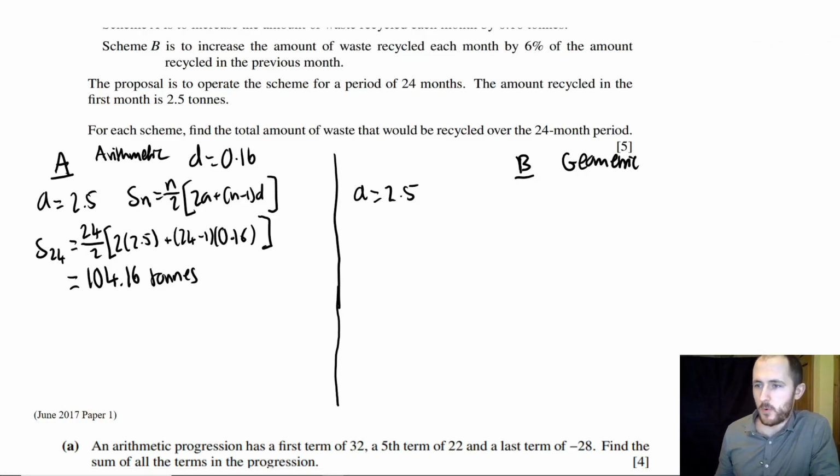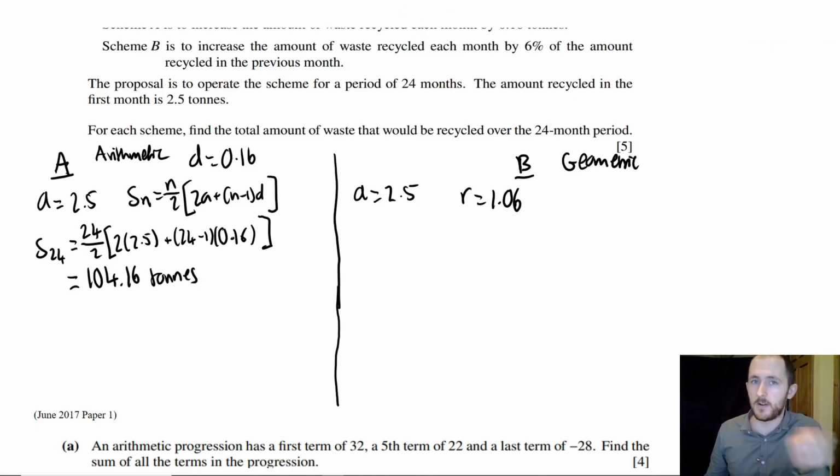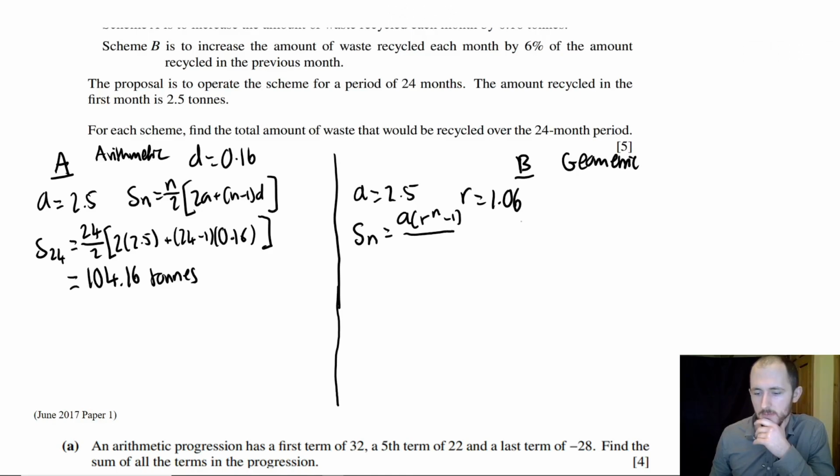And the sum for the... So actually, we should write out the ratio as well. 1.06. Remember, a 6% increase means you're going to add 6% onto 100%, which is 106%. Turn it into a ratio by dividing by 100, or decimal. And the sum for this is A, r to the power of n minus 1 over r minus 1. So if we sub those values in, A is 2.5. Then we have 1.06 to the power of 24 minus 1 over 1.06 minus 1.